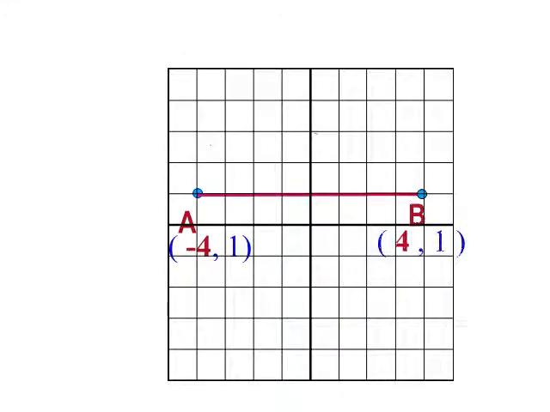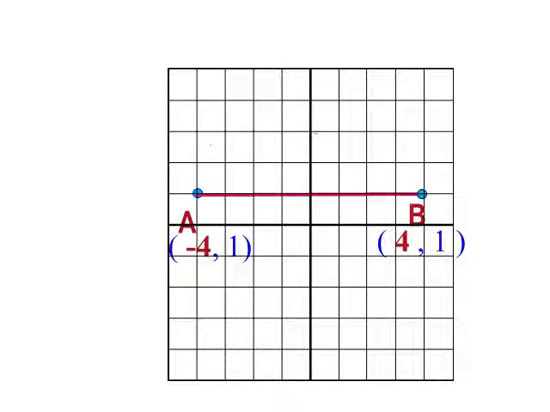If we have line segment AB, we need to find the point which divides AB into two equal parts. For a horizontal line, AB is the horizontal line, A is the point (-4, 1) and B is the point (4, 1). Since the line is parallel to the x-axis, the y coordinate is the same: y1 equals 1 and y2 also equals 1. If the line is parallel to the x-axis, y2 equals y1.